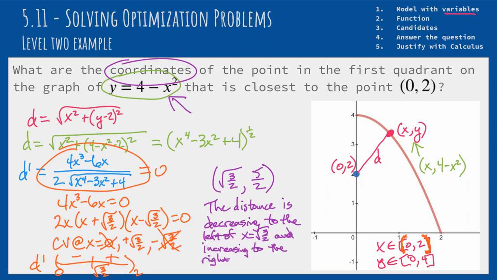Okay, so since the distance is always decreasing to the left and always increasing to the right, it's going to be at an absolute minimum at x equals square root of 3 halves.